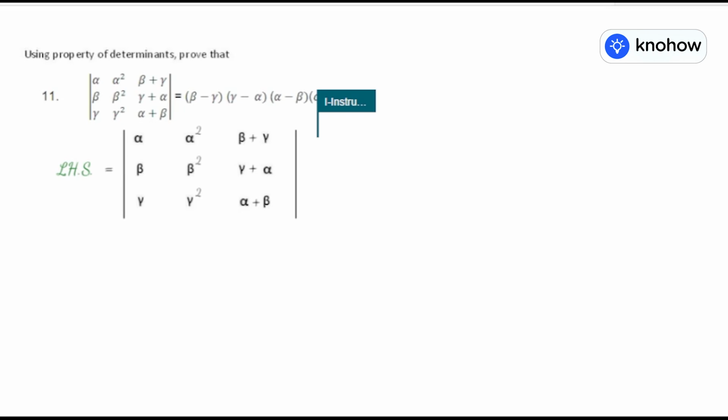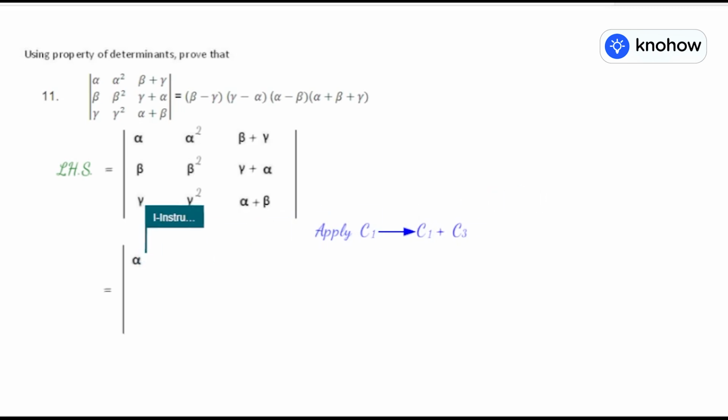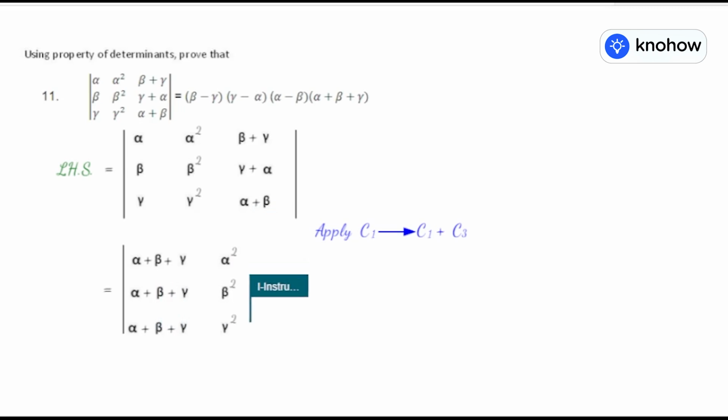All the elements of C1 replaced by C1 plus C3 will give you alpha plus beta plus gamma, which in the next step we can take common. So you replace C1 by C1 plus C3. We get alpha plus beta plus gamma, alpha plus beta plus gamma, alpha plus beta plus gamma. The second and third columns we will keep as such. The elements of the second column are alpha square, beta square, gamma square. In the third column are beta plus gamma, gamma plus alpha, and alpha plus beta.